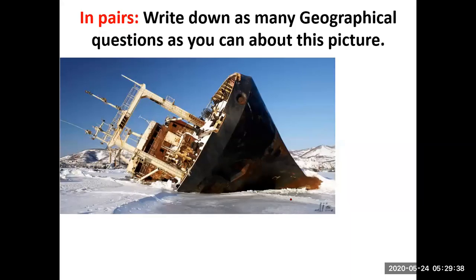In pairs, write down as many geographical questions as you can about this picture using 5W. What, why, when, who, which, and how. I want you to brainstorm with mom or dad and come up with 5 geographical questions. My question, for example, is where did the ship sink? So you can come up with as many questions as you can about this picture using the 5 W's and an H.